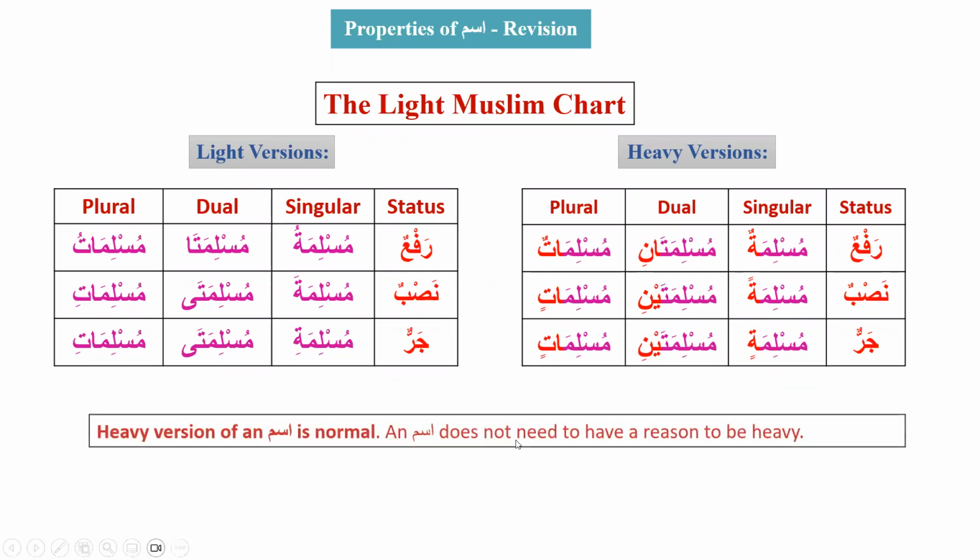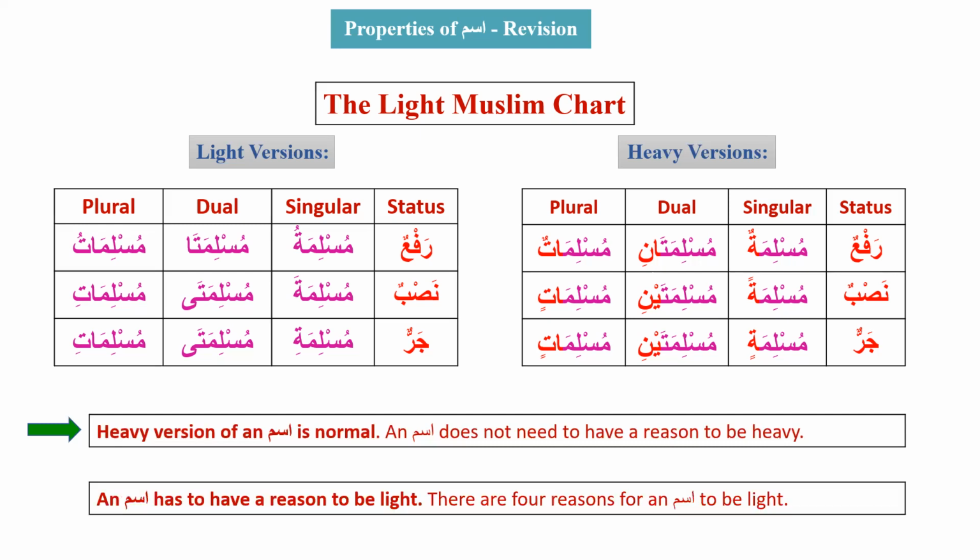But an ism could be light as well in some situations. So when an ism is heavy, we don't need to worry about it. Why is it heavy? Because that is the normal state or the regular state of the ism. It's like when the sky is blue, don't worry about that, right? Because the sky is supposed to be blue. Similarly, an ism is supposed to be heavy, and when it is heavy, it is normal. Don't need to worry about it.